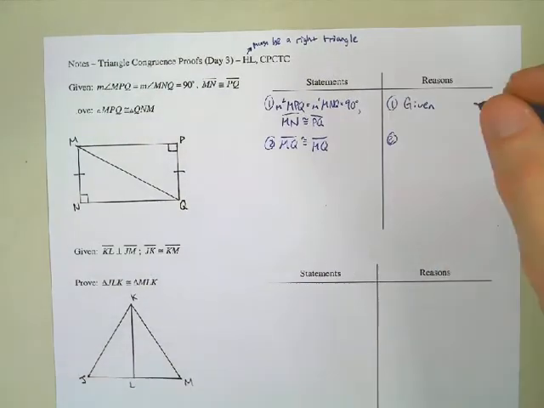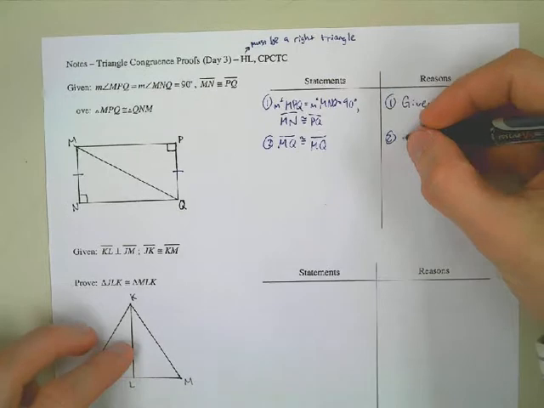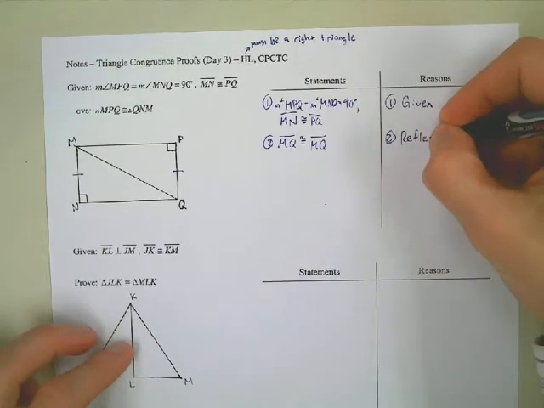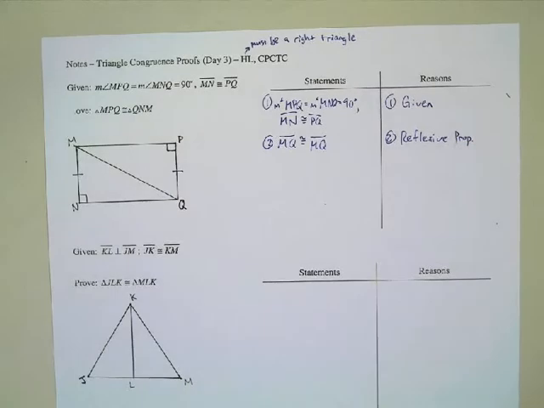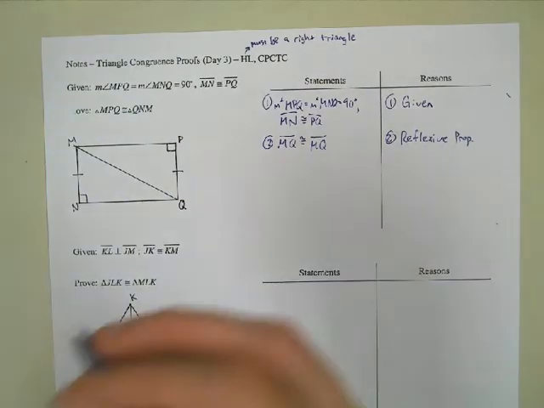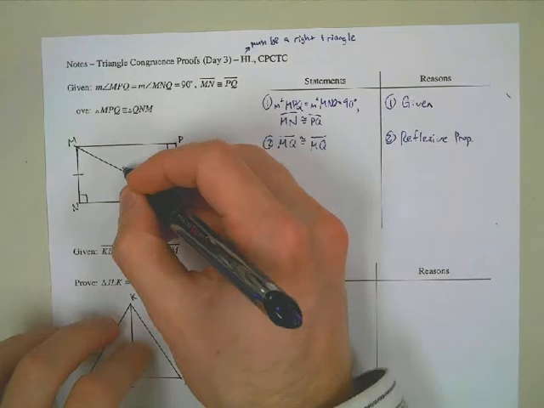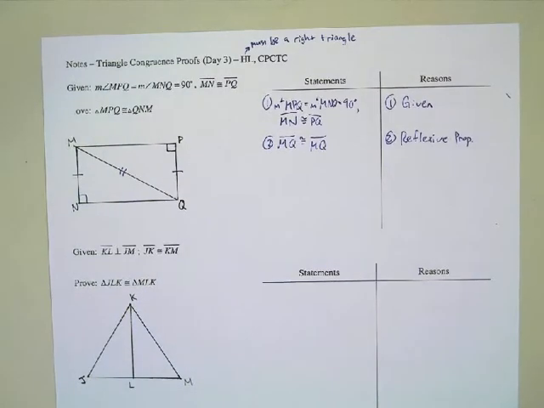Okay. So anyway, that is the reflexive property. And so now, because I've shown those congruent, I'm going to mark on my picture that MQ is congruent to MQ like that. Yeah, that's it. We're done.